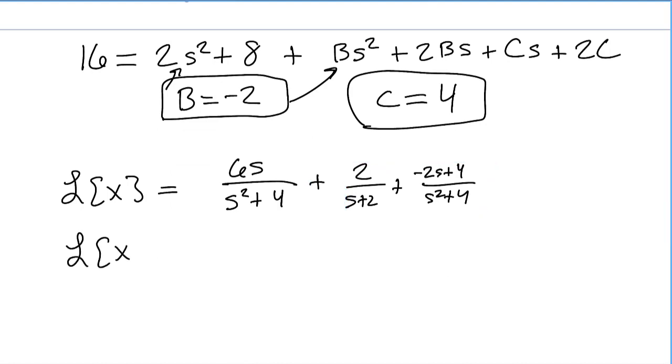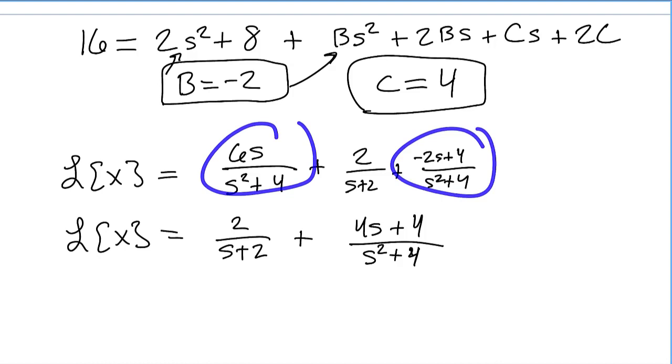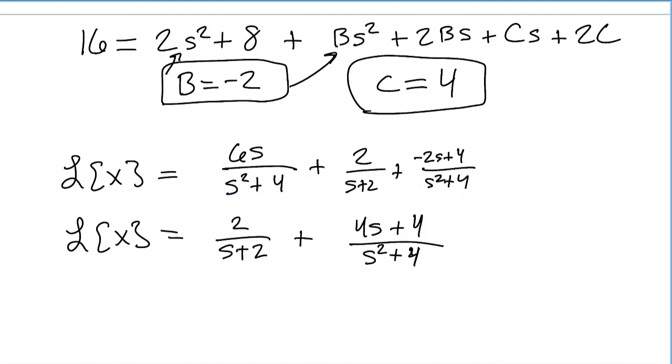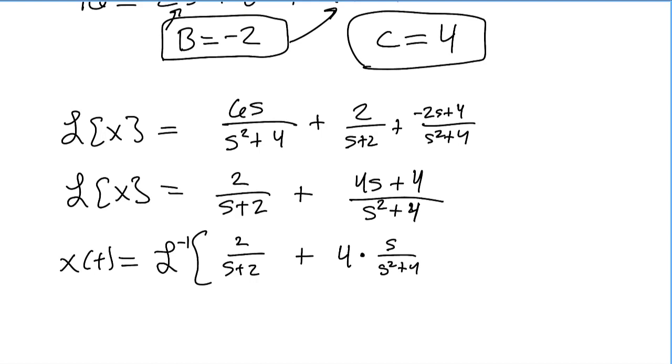And so now L of x, after a certain amount of algebra, is 2 over s plus 2 plus (4s plus 4) over s squared plus 4. We might as well combine these two terms together. Okay. And now we can find x of t. x of t is the inverse Laplace transform of 2 over s plus 2 plus 4 times s over s squared plus 4 plus 2 times 2 over s squared plus 4.